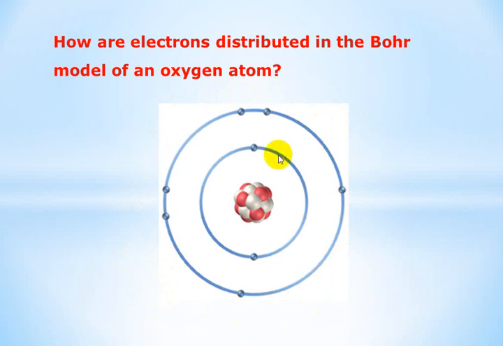So the number of energy levels now equals 2. The outermost energy level is energy level number 2, the second energy level. This is the outermost energy level. And how many valence electrons? The outermost energy level contains 6 electrons. So the number of valence electrons here is 6.